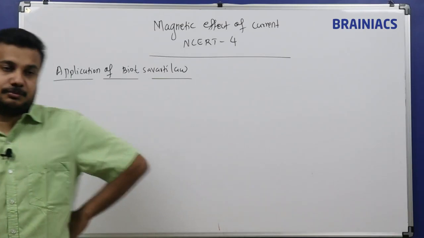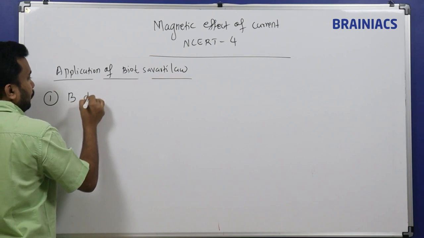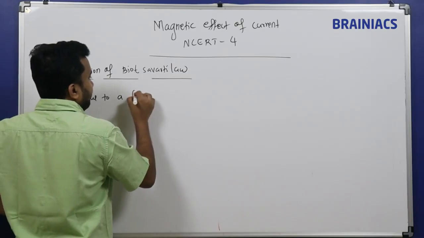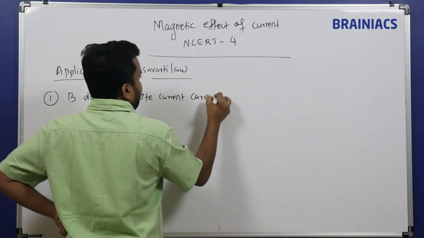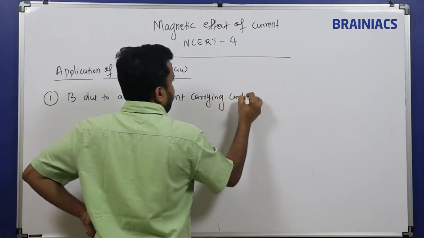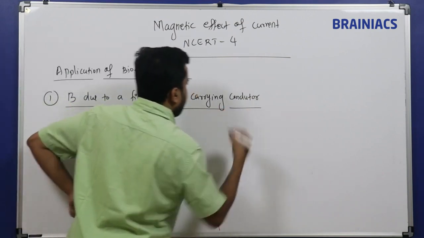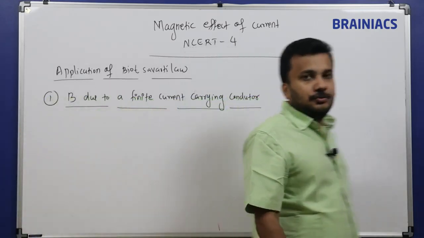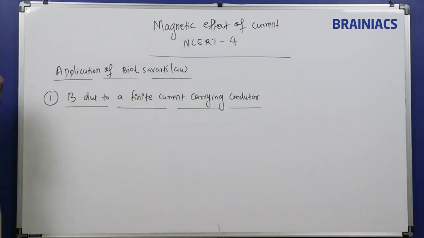So the first application of Biot-Savart's law is the magnetic field B due to a finite current carrying conductor. Magnetic field due to a finite current carrying conductor. This is what we are going to do, and what all the things we are going to apply will be here.